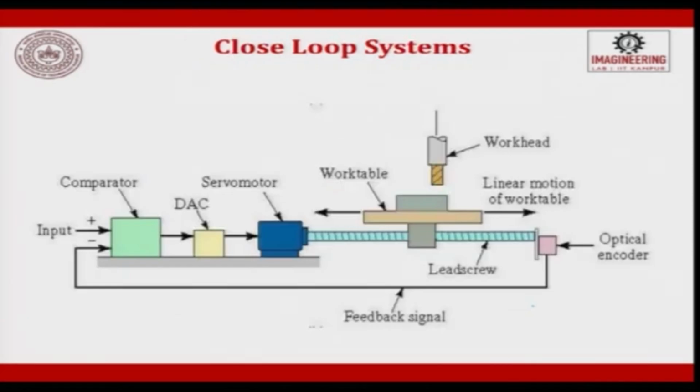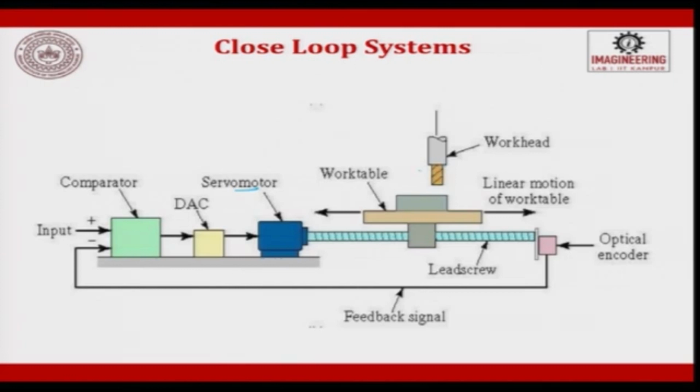So, when we look at the complete block diagram of a closed loop system, you will see that you have a motor, a servo motor, a stepper motor is converted into a servo motor. It is attached to a lead screw. This lead screw is attached to a table. The table has the workpiece.